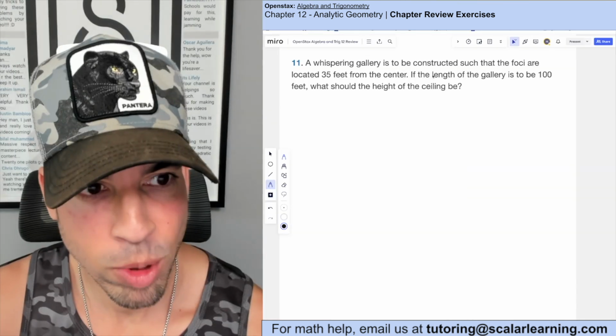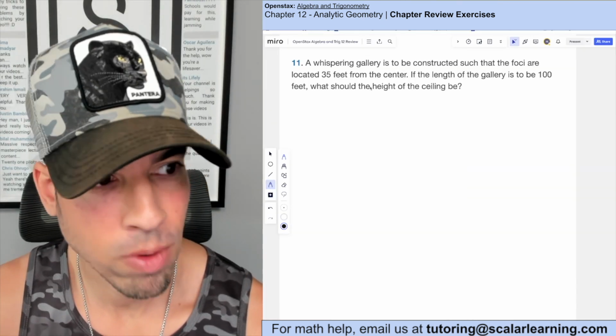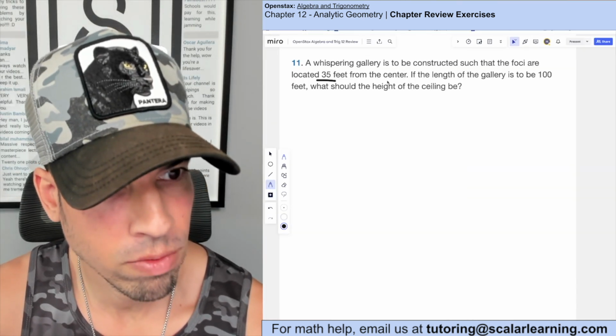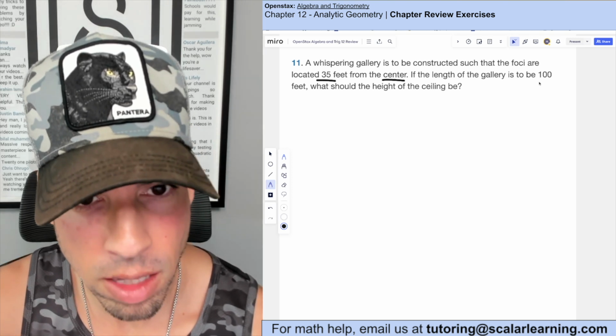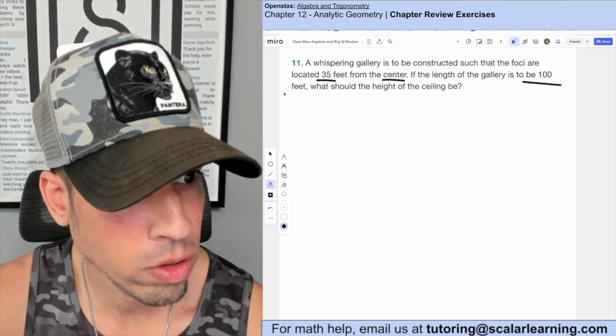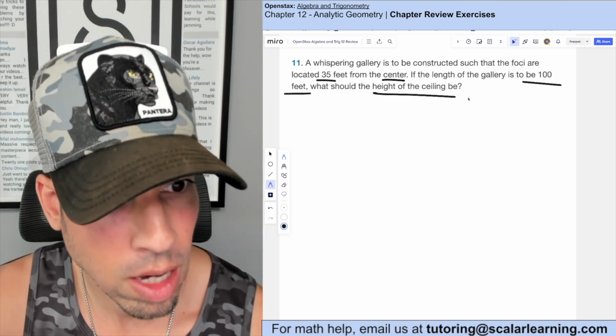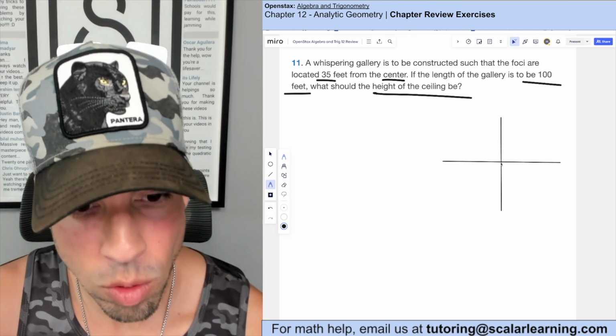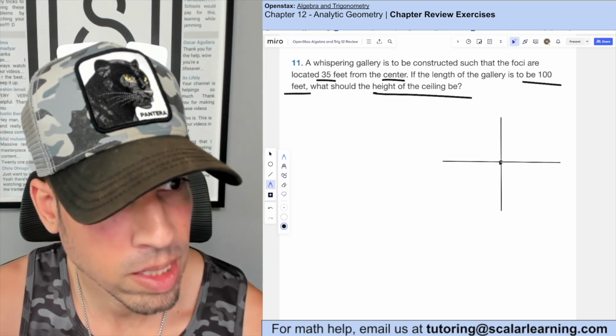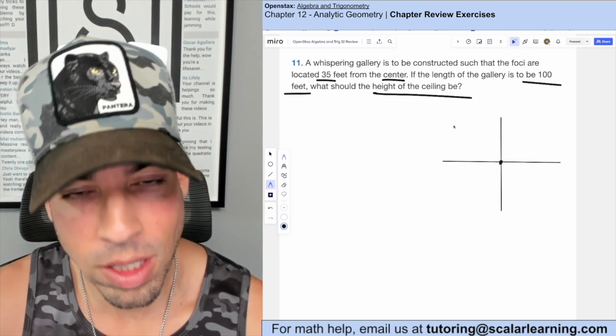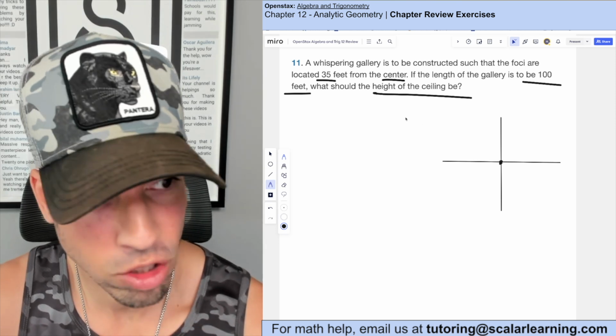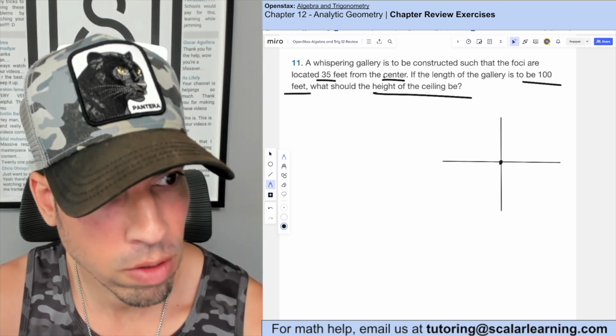Done. A whispering gallery is to be constructed such that the foci are located 35 feet from the center. If the length of the gallery is to be 100 feet, what should the height of the ceiling be? So we're going to do a rough graph, and we're going to say that here's my center. We're just going to assume it's at 0, 0, and we're just going to get an approximate graph just to understand what's going on. So the foci are 35 feet from the center.